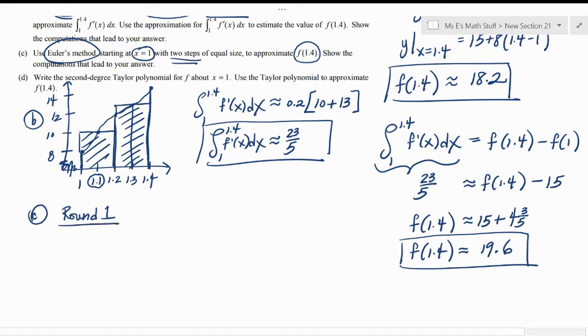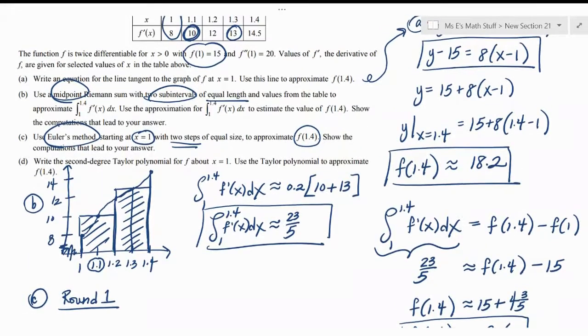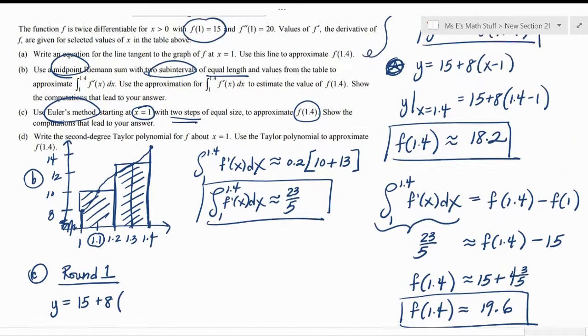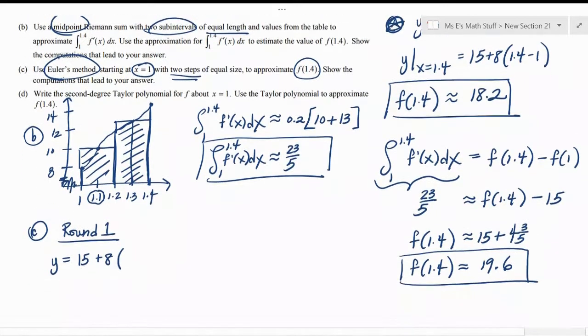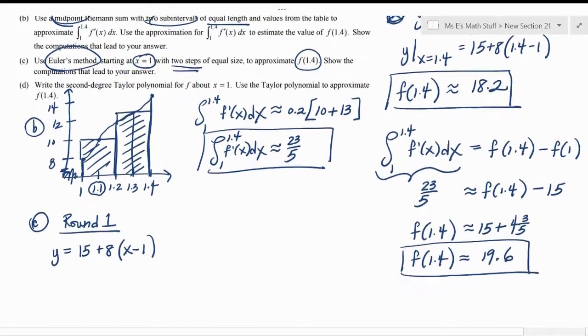is just finding the equation of the tangent line at x equals 1, which we had actually already done in part A. So you could use your work from there. So I would just say y is equal to 15 plus 8 times x minus 1. So that was the equation of the tangent line at x equals 1. And then we're trying to get from x equals 1 to 1.4 using 2 steps of equal size.